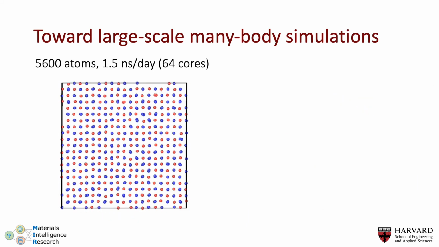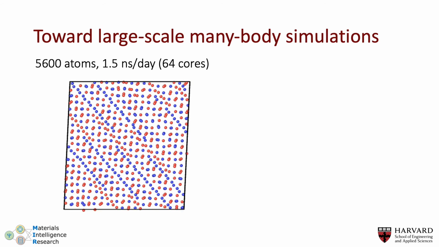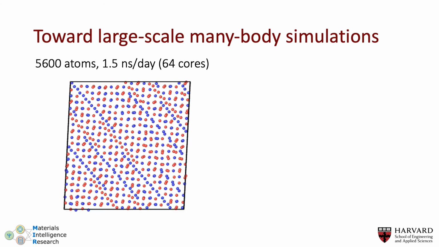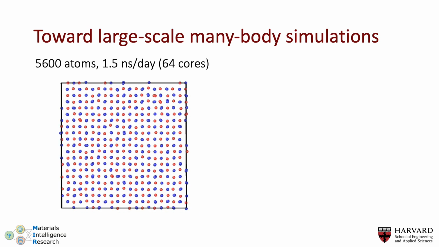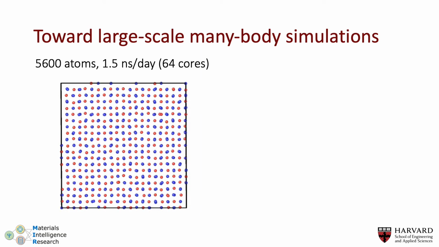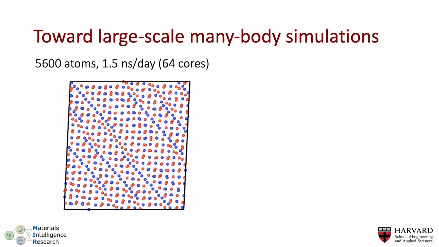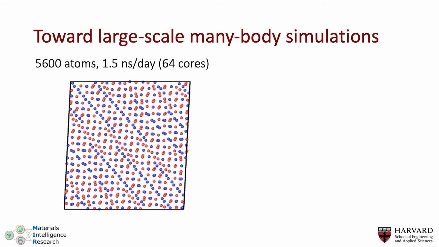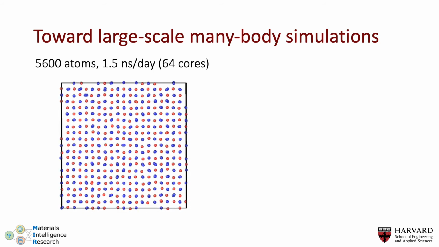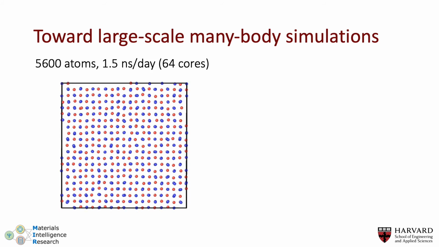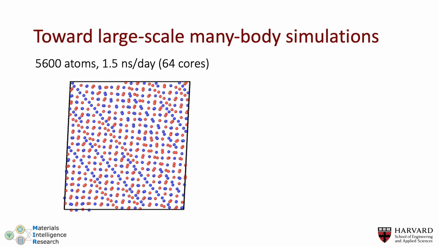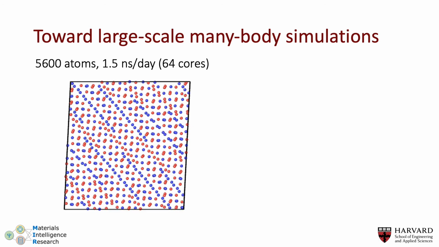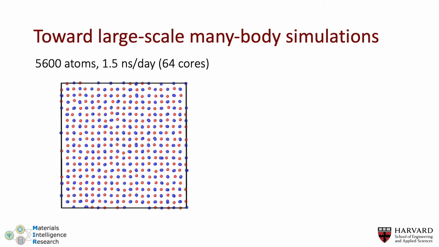Because we're able to take our final trained model and map it onto an equivalent linear model, we're able to scale up our simulations to thousands of atoms. In this case, I'm showing you a simulation of nitinol consisting of 5,600 atoms, and we're able to simulate this with an efficiency of about 1.5 nanoseconds per day on 64 cores. What you're seeing here is the transformation between the high temperature austenite phase and the low temperature martensite phase.